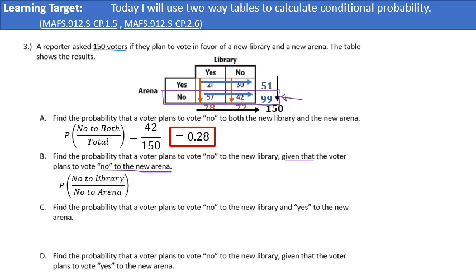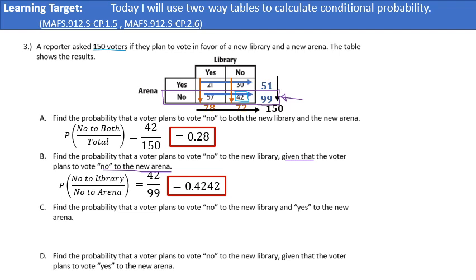We want the probability that we say no to the library, given that we say no to the new arena. So given that changes our denominator. Now, how many people said no to the library in this row? That would be right here, 42. So now we're talking about 42 over 99, and that is 0.4242, and this repeats on.